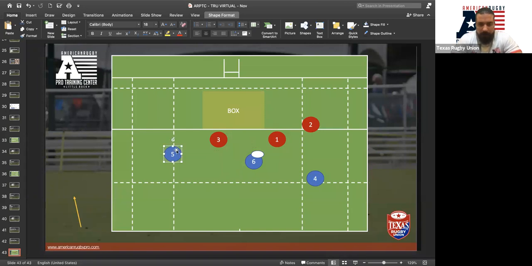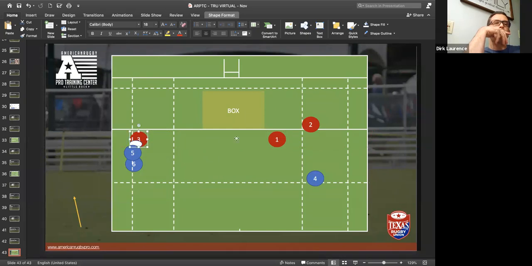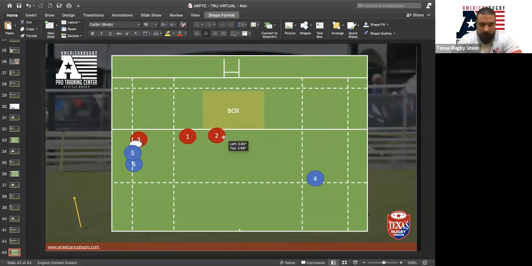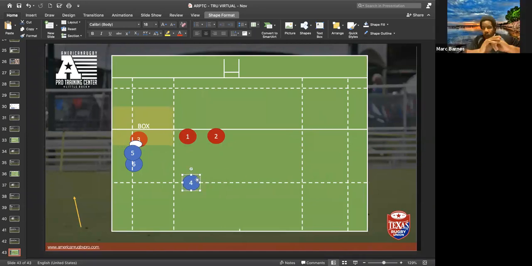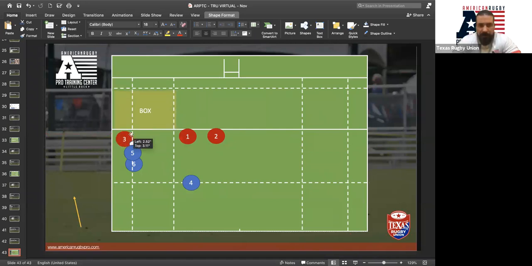What would we do in this kind of situation where the number 3 is on the edge here? Okay, so the ball's been moved to the edge. The number 3 has made the tackle. Number 1's coming across, number 2's coming across. Here's the box situation. What should the number 3 do here? Roll out and cover the blind side of the ruck, or the short side of the ruck, I guess. Yeah, so this space here. Yep, that's an option.